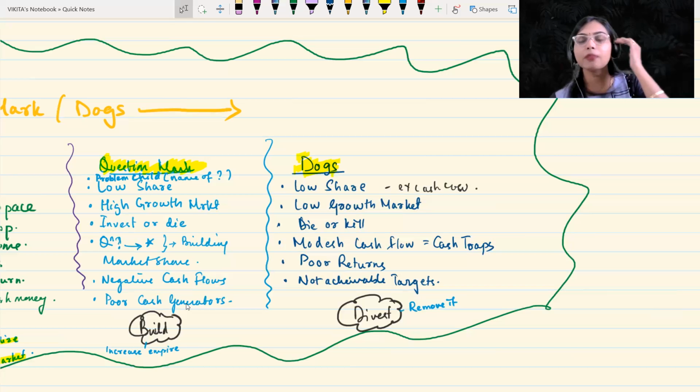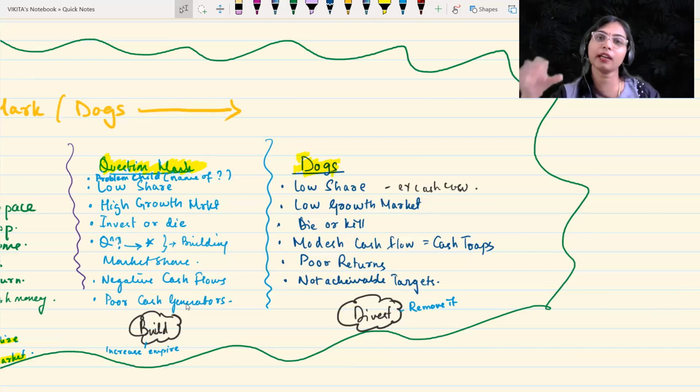Then comes the dogs. Why is it called dogs? Because dogs are like barking people, like barking dogs, right? So they have nothing else, they are only poor generators. They don't achieve targets, so you better remove those particular products.